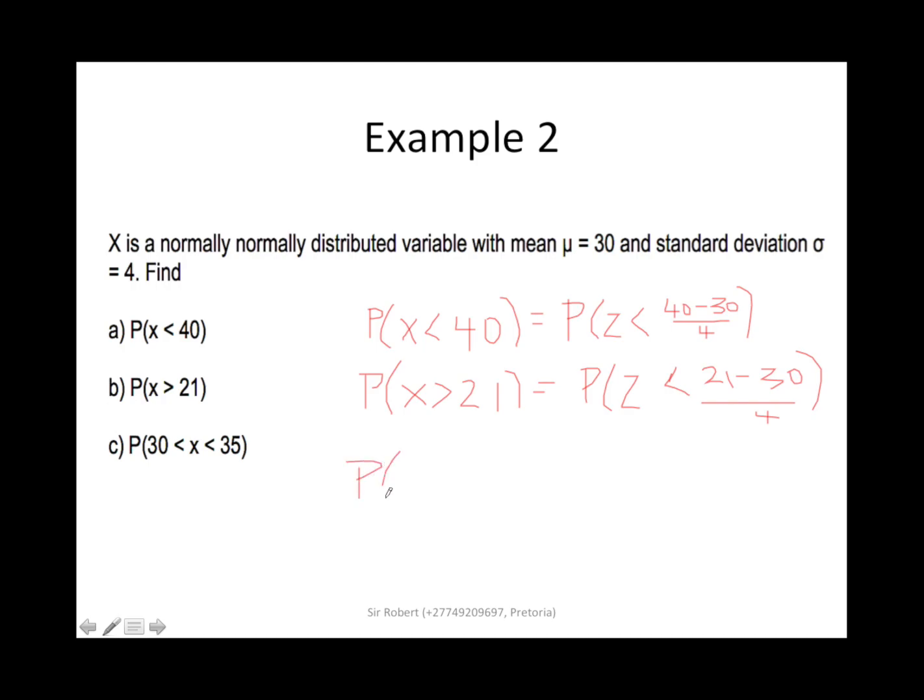And for part C, x between 30 and 35. For you to do that, you convert your x into z. So first do 30 minus 30 over 4, then your x becomes a z, so you have 35 minus 30 divided by 4, like this. So I was just giving you an idea of how you calculate it. So let's deal with them individually.